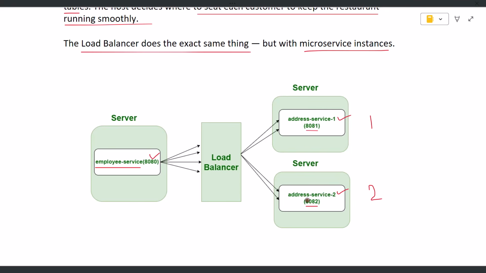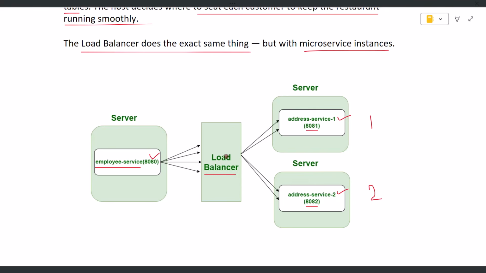Now the question is, why do we need multiple instances? A single address service instance cannot handle thousands of concurrent requests. It will eventually slow down, time out, or even crash. So instead of overloading one server, you run multiple instances of the same service to spread the traffic. But this introduces a new problem. How does the employee service decide whether to call port 8081 or 8082? This is where the load balancer becomes essential.